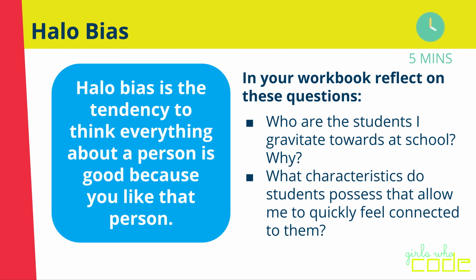So the first question I want you to reflect on is, who are the students you gravitate towards at school or in an after-school club or things like that, and why do you gravitate towards them? And then the second question is, what characteristics do students possess that allow me to quickly feel connected to them? Is it that you share similar interests? Is it that you're both kind of quiet, or you're both kind of jokey? Like, think about as many characteristics as possible.